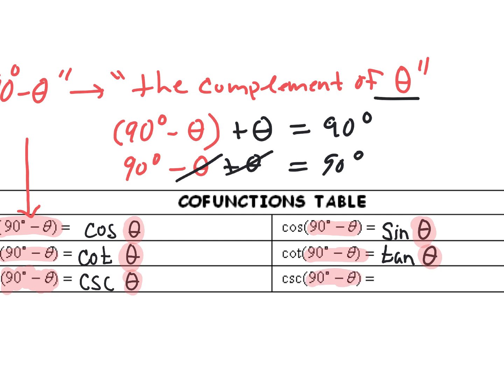So the cosecant of 90 minus theta, what is that? Cosine. Ooh. Cosecant. So you have to take this co off, so it's secant. Secant theta, yeah.